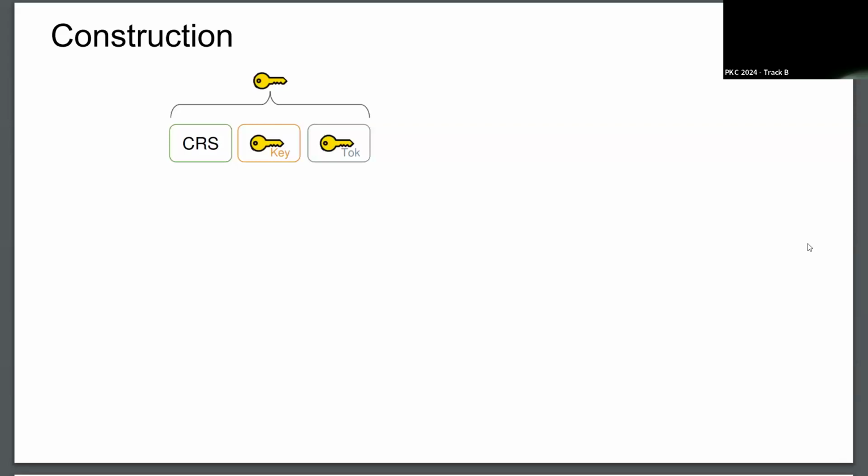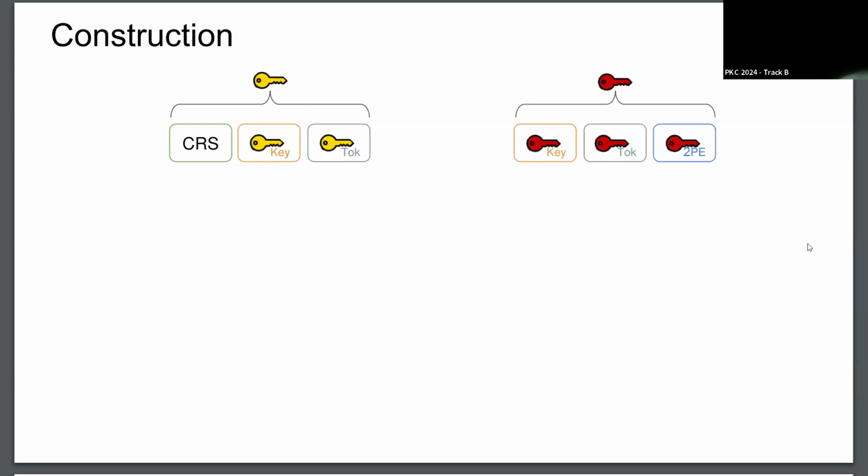So we first start by defining the master public key, and we include there the CRS of the non-interactive zero-knowledge proof system and 2 verification keys of the digital signature scheme. The master secret key contains the corresponding signing keys for those digital signature schemes, as well as the master secret key for the 2-input predicate encryption scheme that we have just seen.